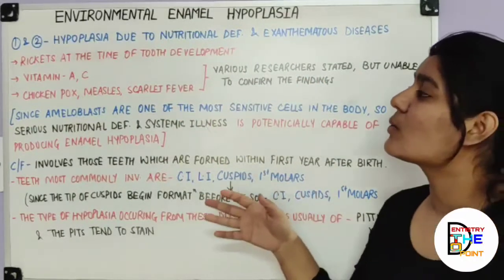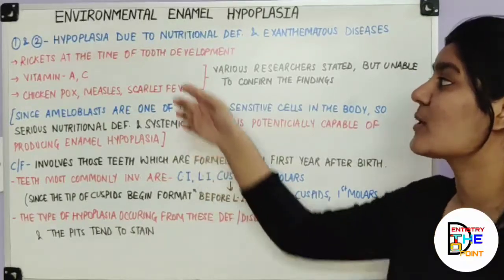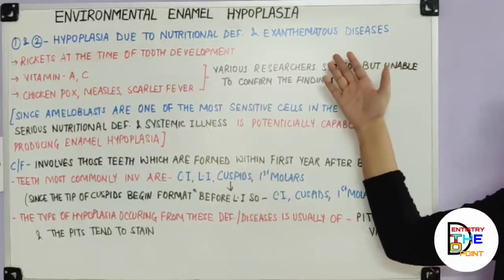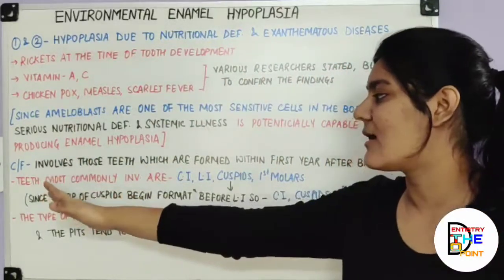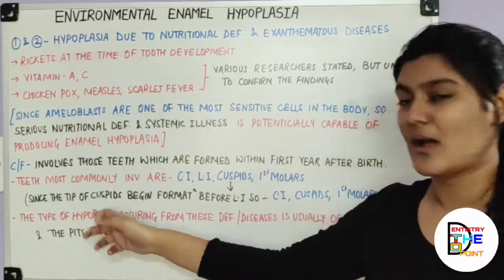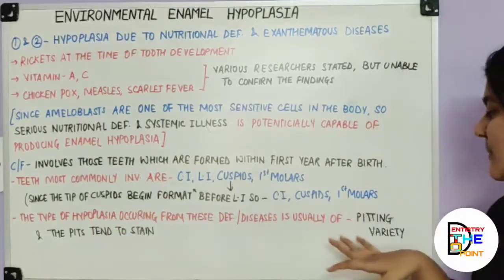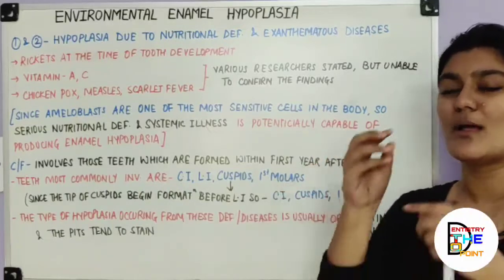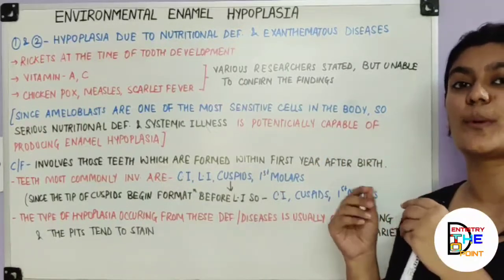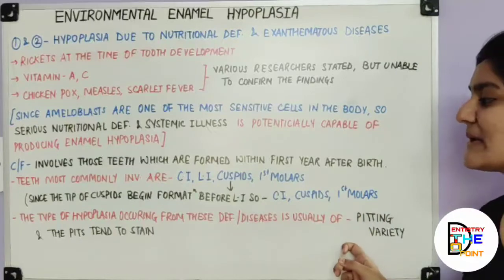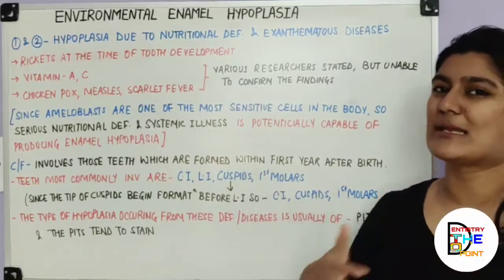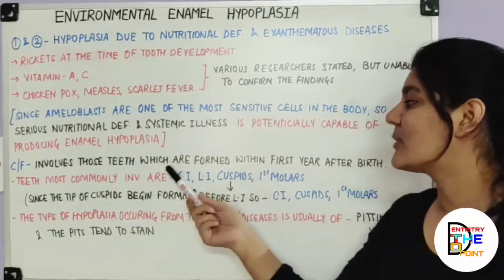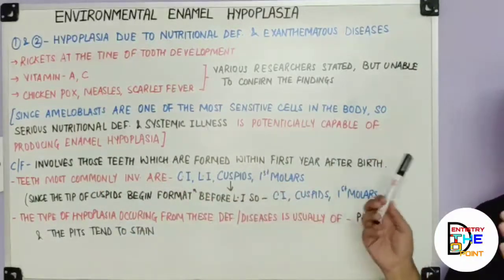Okay, and now when enamel hypoplasia is produced because of such reasons, that is nutritional deficiencies or exanthematous diseases, the clinical features are that the hypoplasia occurring in the teeth is going to be of the pitting variety. As we have discussed, in the mild form various pits and fissures are going to be present in the teeth, and the pits are going to stain, giving an unsightly appearance. It also involves those teeth which are formed within the first year after birth.